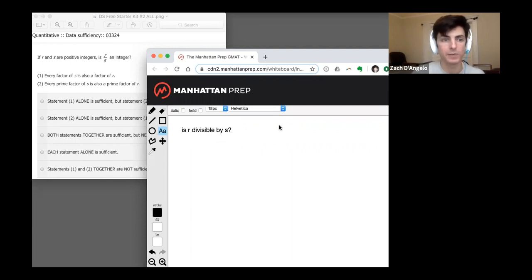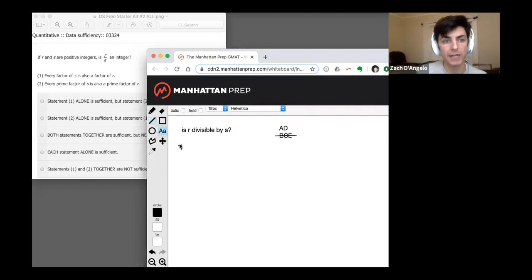Okay, so let me do AD over BCE. Statement 1, every factor of S is also a factor of R. Okay, that's just the definition of a factor. So I feel pretty comfortable out of the gate saying statement 1 is sufficient. Because for example, S is itself a factor of S, and so that's telling us that that's a factor of R. I could test values there, but I feel comfortable with the definition of that as a factor.